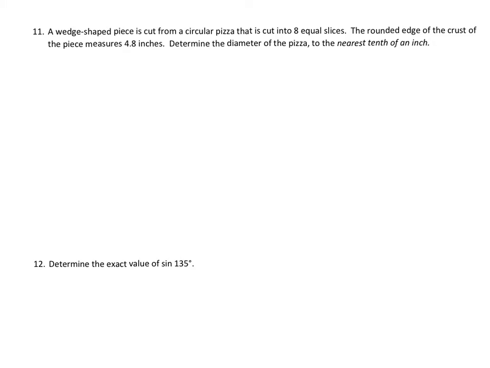Okay, number 11: a wedge-shaped piece is cut from a circular pizza that is cut into 8 equal slices. Okay, let me draw that out. So we have a circular pizza, and it's cut into 8 equal slices. I don't know how equal these are, but I'm trying my best. The rounded edge of the crust of the piece measures 4.8 inches. So I guess this would be the crust right here, and that rounded edge measures 4.8 inches. Determine the diameter of the pizza to the nearest tenth of an inch.